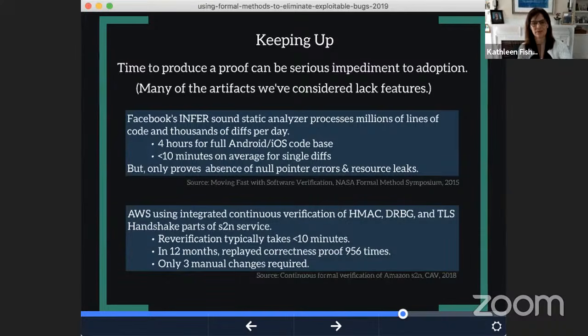So in the paper that they published about this, over a 12-month period, they changed the implementation 956 times. And of those 956 times, only 3 times did a proof engineer have to come back to be able to redo part of the proof. The other 953 times, the proof was able to be updated entirely automatically. So these are both evidence of ways in which you can connect a formal methods pipeline into the normal development process in a way that the proofs are automatically updated and maintained as part of the development process.